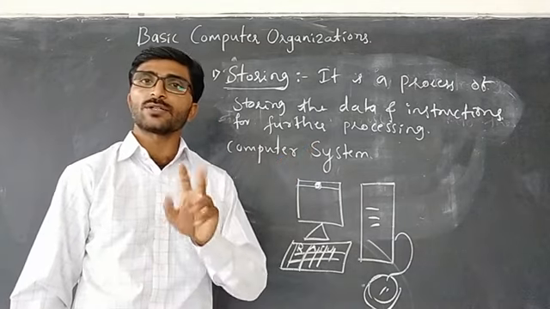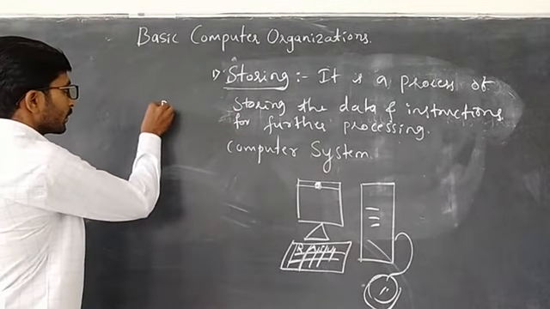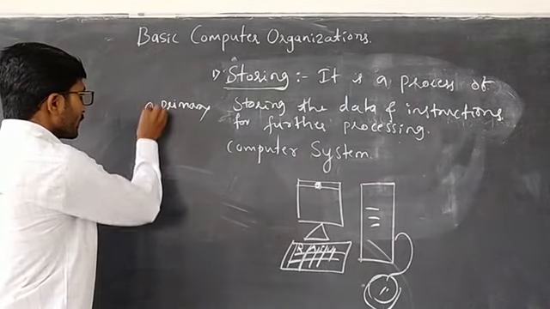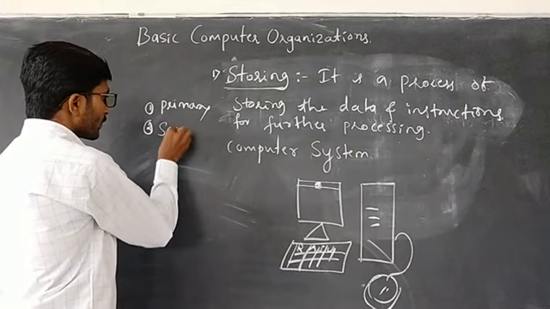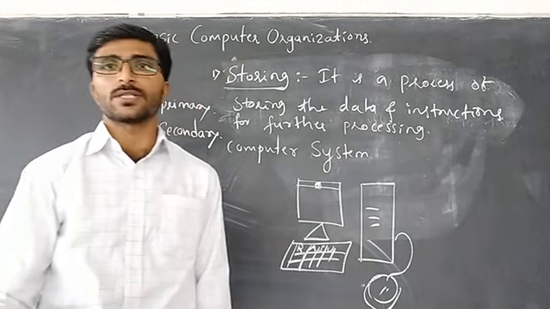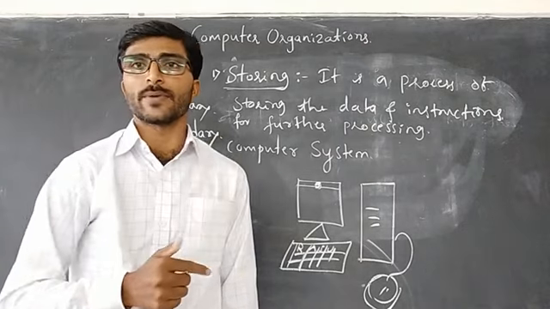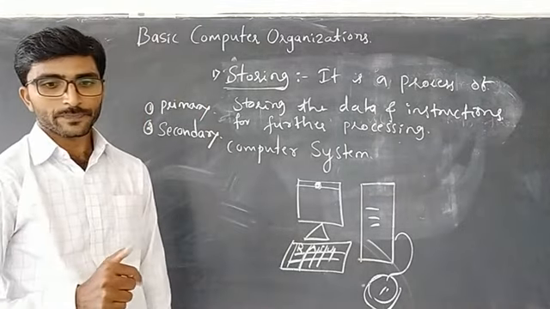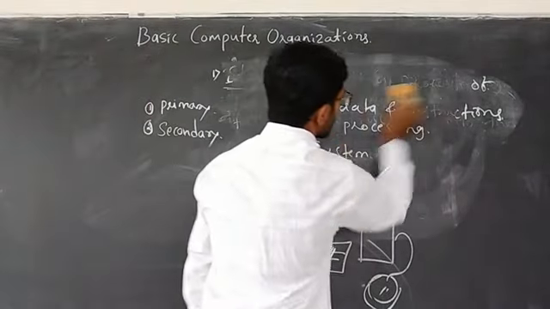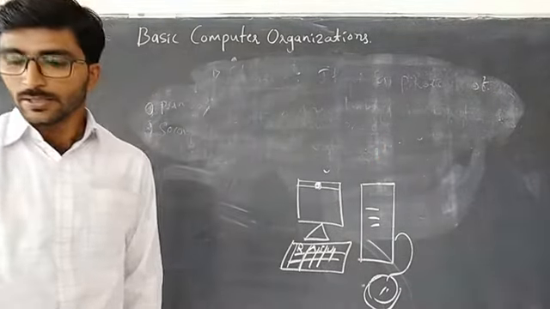How are you storing? There are two types of memory in your computer: one is primary storage devices, and the second one is secondary storage devices. We will discuss these two later. So these come under the storing devices. Next one is processing. This is storing, I hope this is clear to you. So the second one is storing, and the third one is processing.